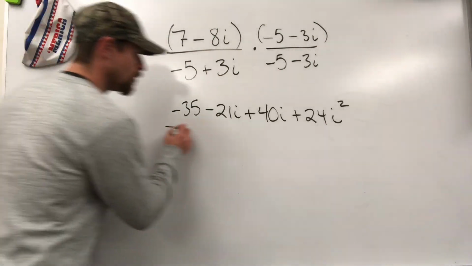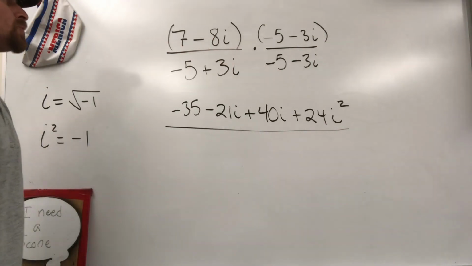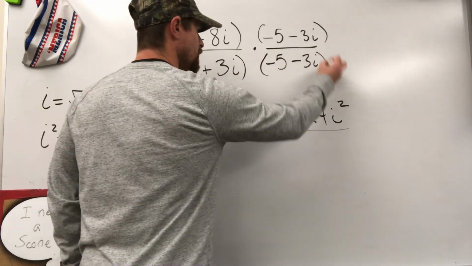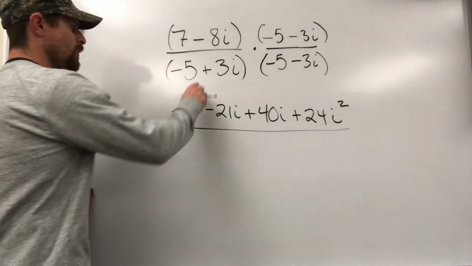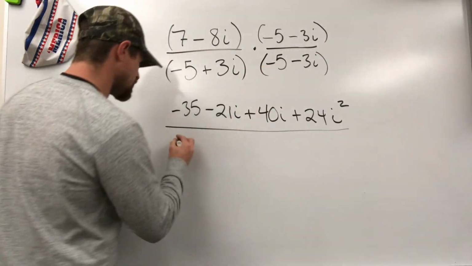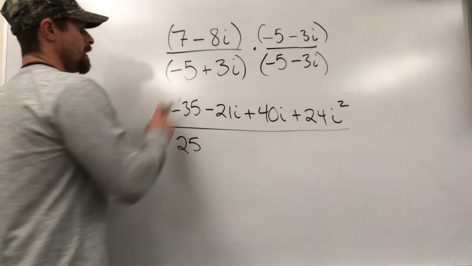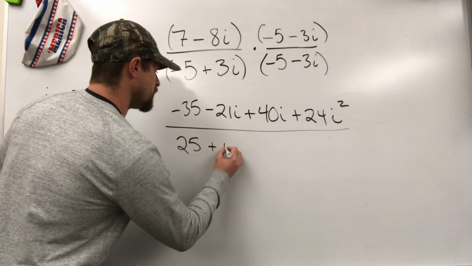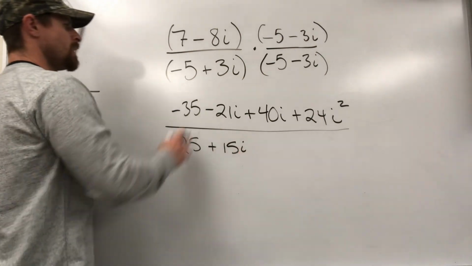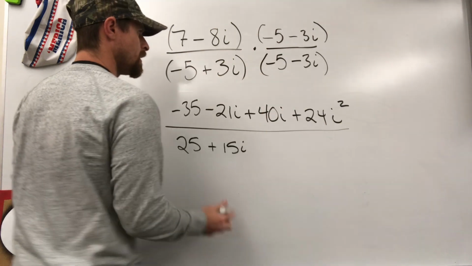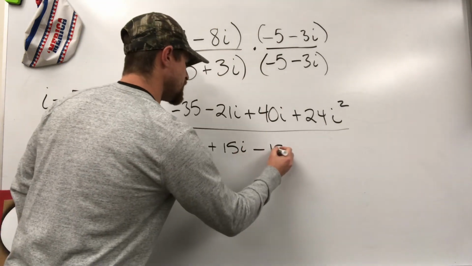Okay, we got our numerator taken care of. Let's go down to the denominator. Binomial, two terms, times another binomial, two terms. So we're gonna multiply this times this. FOIL method: negative 5 times negative 5, positive 25. Negative 5 times negative 3i would be positive 15i. Positive 3i times negative 5, inside terms, that would give me negative 15i.